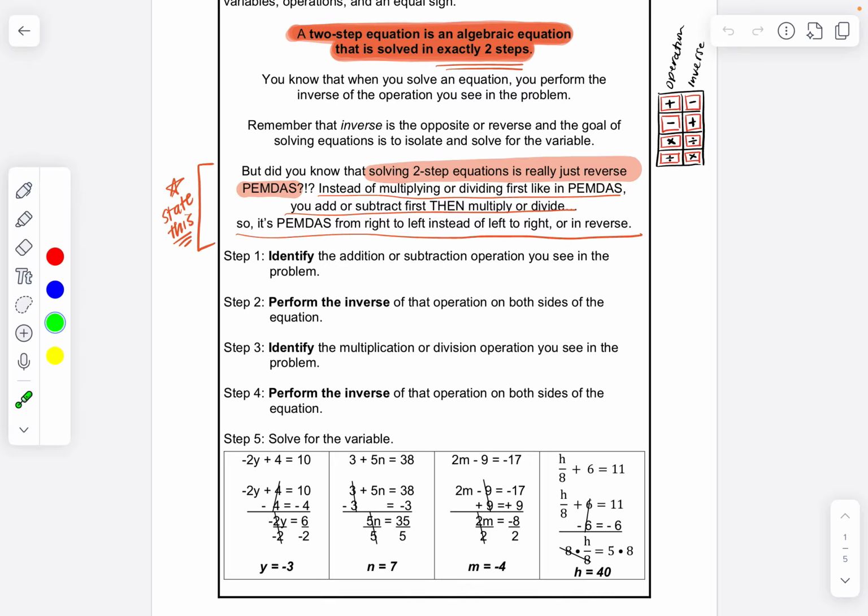And so this piece that we just read lets you know that anytime you see multiple operations, specifically addition and subtraction as a set, and then multiplication and division as a set, you are always going to do the subtraction or addition first, and then do the multiplication or division.